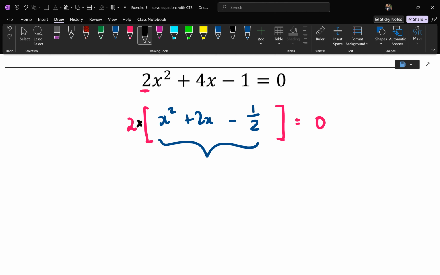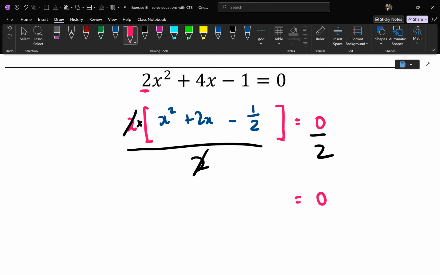There's a times there, so how do you get rid of that 2? You can just say divide both sides by 2. 2 divided by 2 on this side cancels out. And 0 divided by 2 nicely makes it just 0. And then you're just left with x squared plus 2x minus 1 and 2.